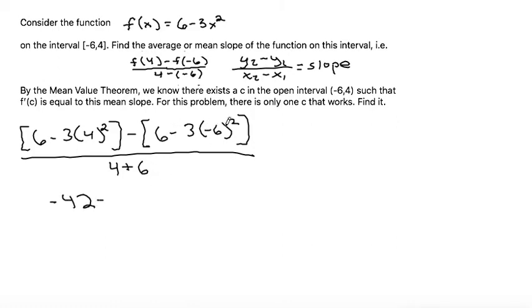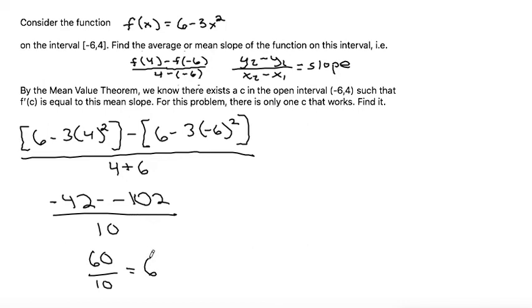minus the second bracket, negative 6 squared is positive 36 times negative 3 is negative 108. So that would be 6 minus 108 is negative 102, over 4 plus 6 is 10. And again, minus a negative is plus. So that would be negative 42 plus 102, which is 60. And 60 divided by 10 is 6.